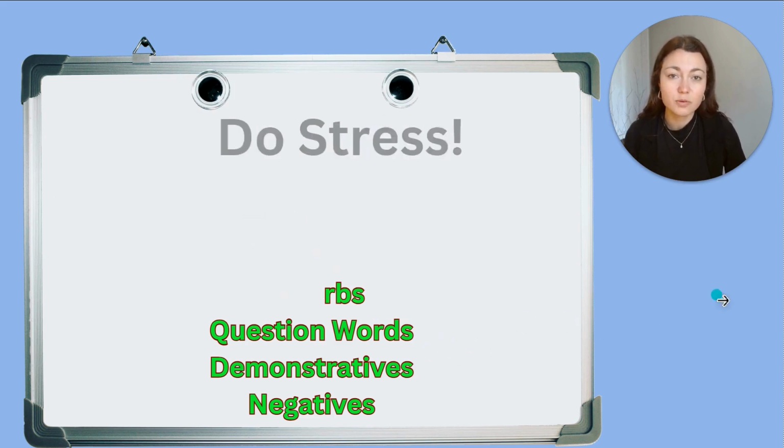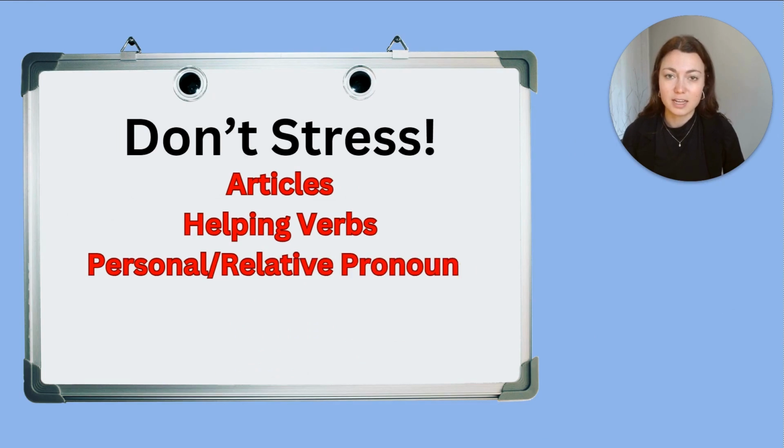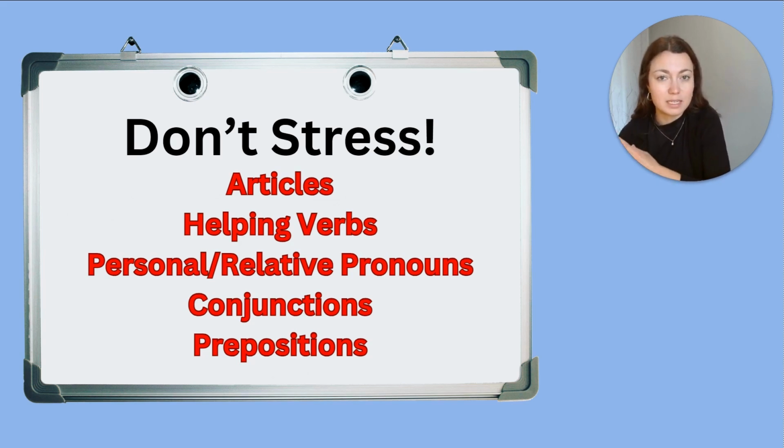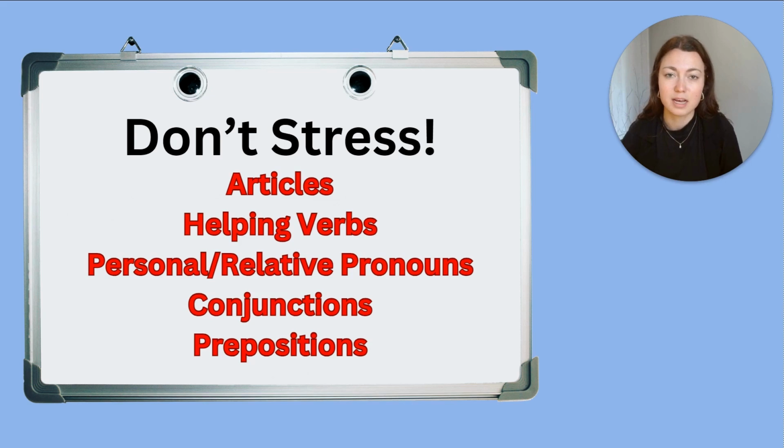In contrast, the other words in the sentence, such as these examples here, articles, a or the or an, helping verbs, so not the main verb which carries the main meaning, but the other verbs that maybe tell us about the tense. So in the present perfect, have studied, the have is a helping verb. In the past progressive, was going, was is a helping verb. So those helping verbs, they tell us more about the tense than they do about the actual meaning of the sentence. So those don't get stressed.